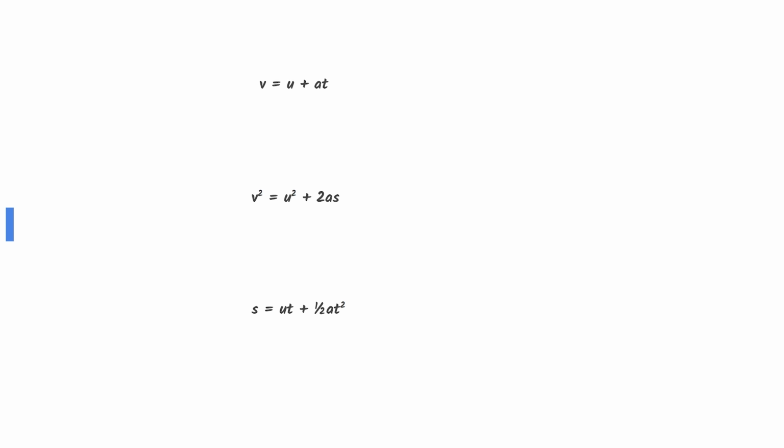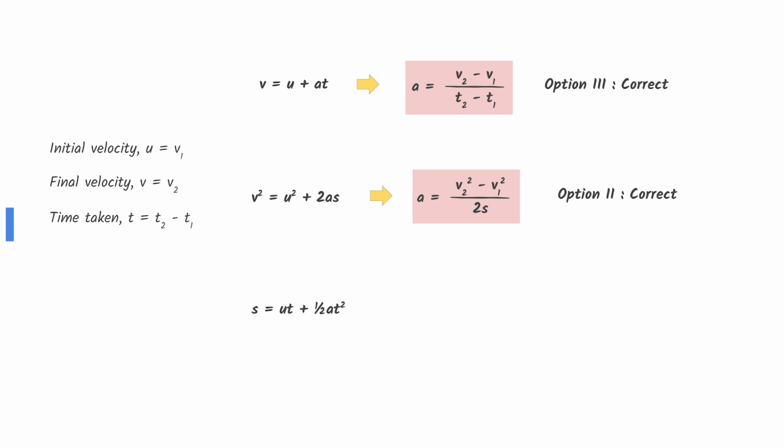Let's start with the three Suvat equations with acceleration. For this question, the initial velocity u is v1, the final velocity v is v2, and the time taken t is t2 minus t1. The two equations shown here can be rearranged to get the equations in options 2 and 3. The last equation can be arranged to something similar but not the same as the equation in option 1. Therefore, only options 2 and 3 are correct.